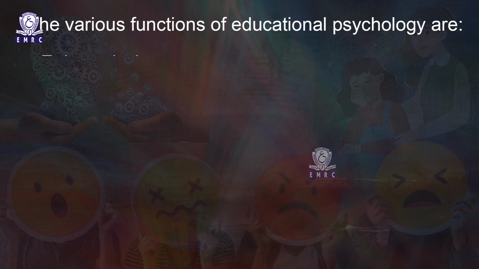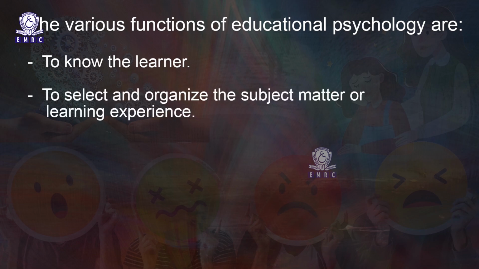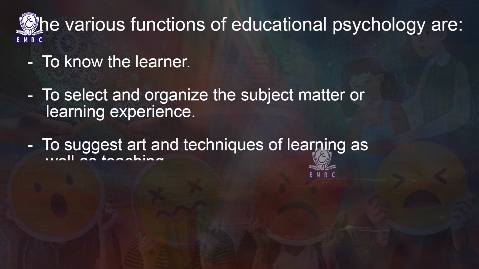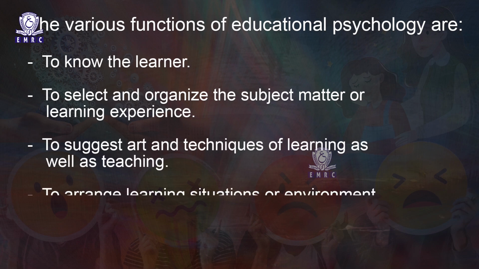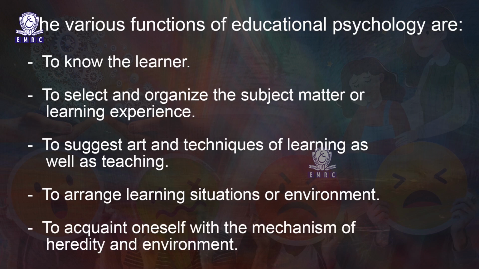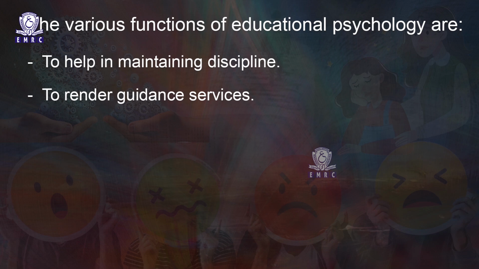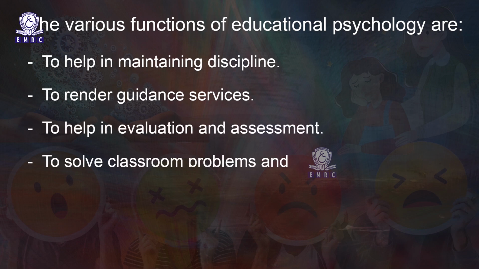Now let us look at the functions of educational psychology. The various functions of educational psychology are: to know the learner, to select and organize the subject matter or learning experience, to suggest art and techniques of learning as well as teaching, to arrange learning situations or environment, to acquaint oneself with the mechanism of heredity and environment, to help in maintaining discipline, to render guidance services, to help in evaluation and assessment, to solve classroom problems, and to know about oneself.